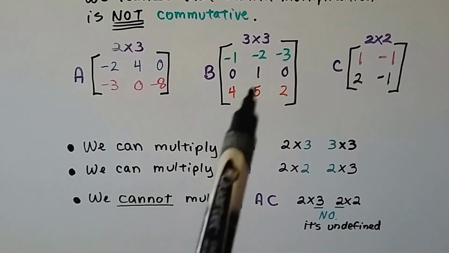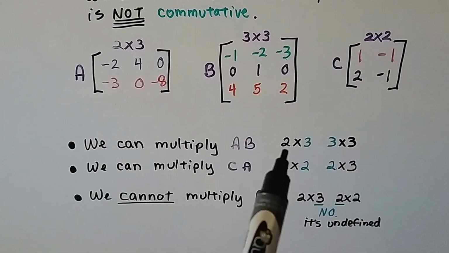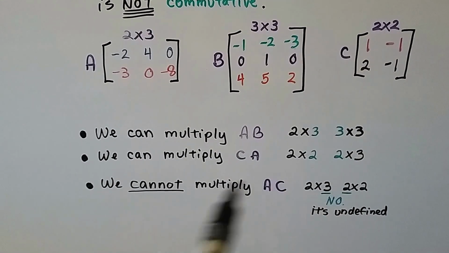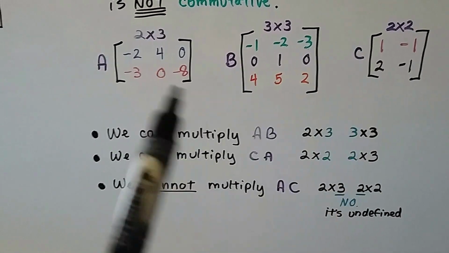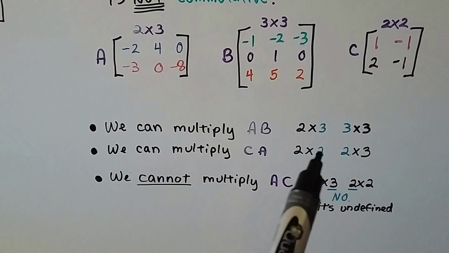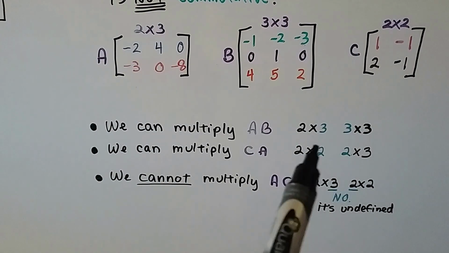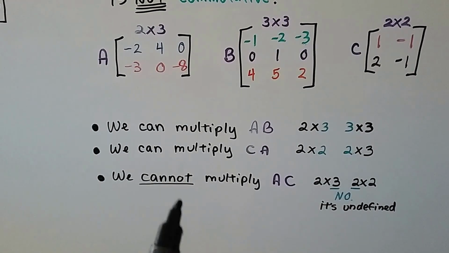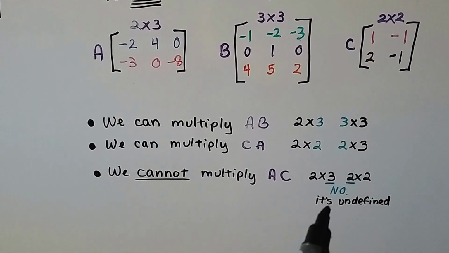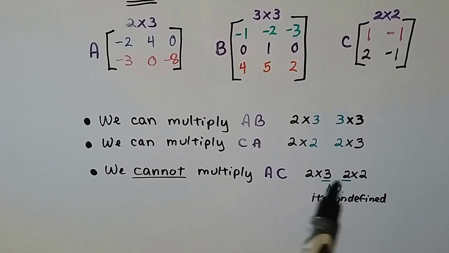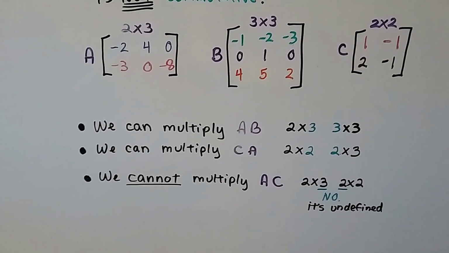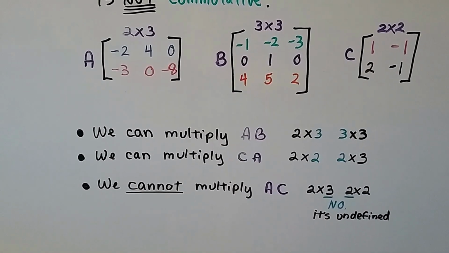We can multiply AB because it's a 2 by 3 and a 3 by 3, and these 3's are right next to each other like this, see? We can also multiply CA in that order, C and then A, because we have the 2 and the 2 next to each other like this, see? We cannot multiply AC because that's a 2 by 3 and that's a 2 by 2, and we don't have 2's next to each other or 3's next to each other like we did in the center here, so it's undefined. We can't do it, all right? Now does it make sense?